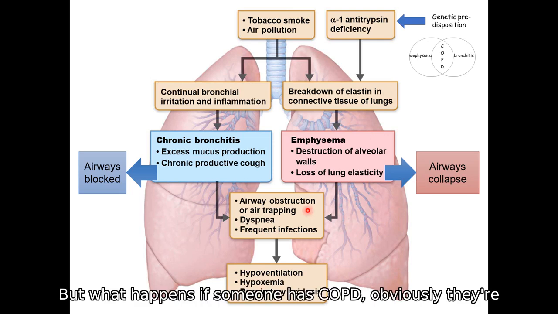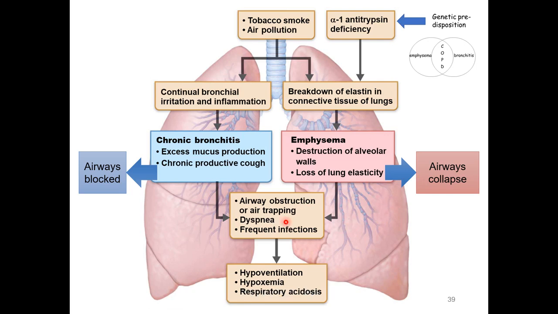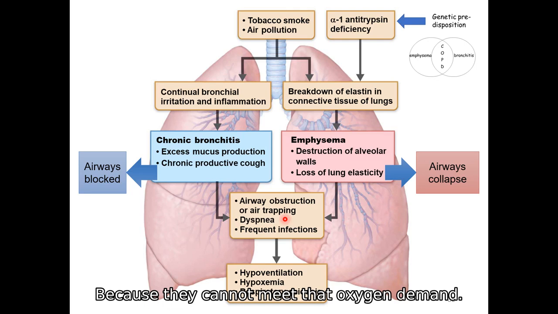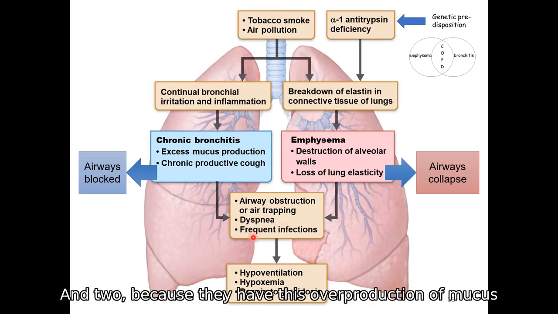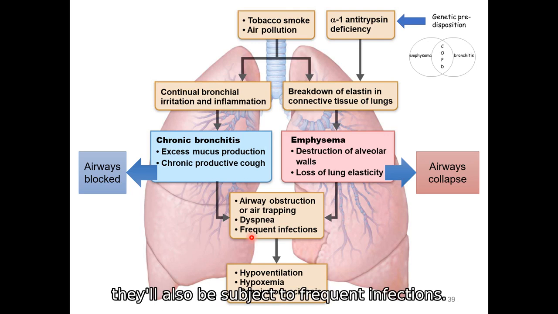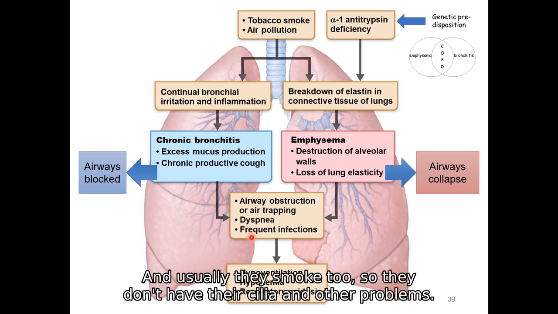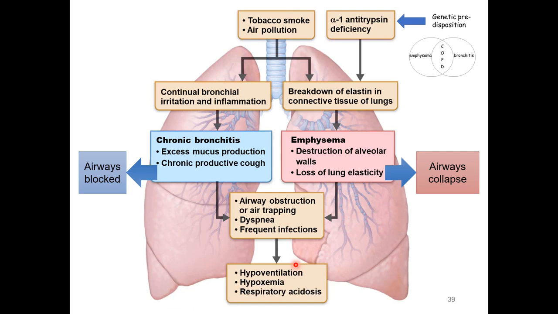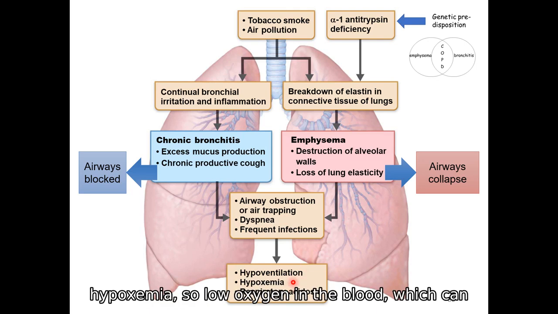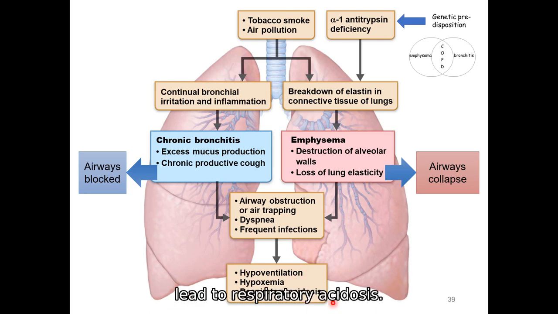But what happens if someone has COPD, obviously they're going to have dyspnea, so they're going to have labored breathing, particularly when they're exerting themselves, because they cannot meet that oxygen demand. And two, because they have this overproduction of mucus and chronic cough, and it isn't always cleared, they'll also be subject to frequent infections. And usually they smoke too, so they don't have their cilia and other problems. So hypoventilation, so not enough air is reaching the respiratory membrane. Hypoxemia, so low oxygen in the blood, which can lead to respiratory acidosis.